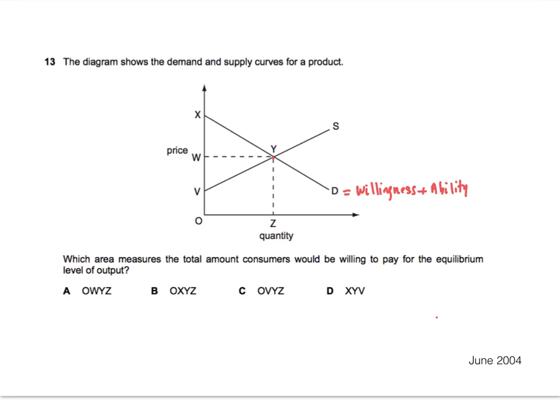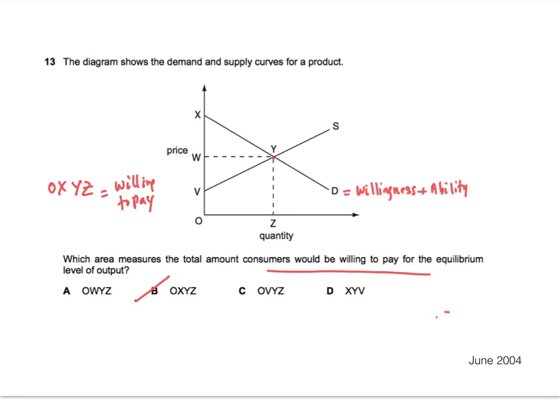So in other words, all the area under the demand curve for this quantity Z, all this area under the demand curve, is basically what consumers are willing to pay and able to pay. So if you look at this, the right answer for this one, because they're asking us about what the consumers would be willing to pay, would be O, X, Y, Z.